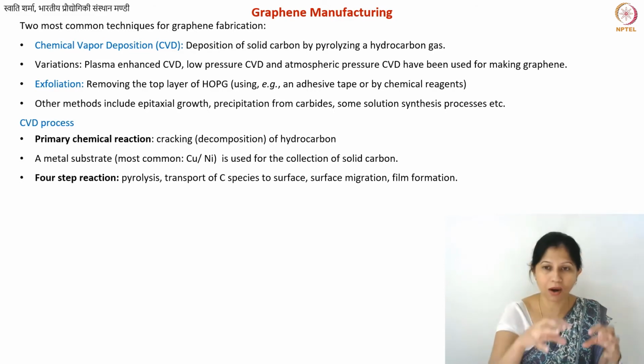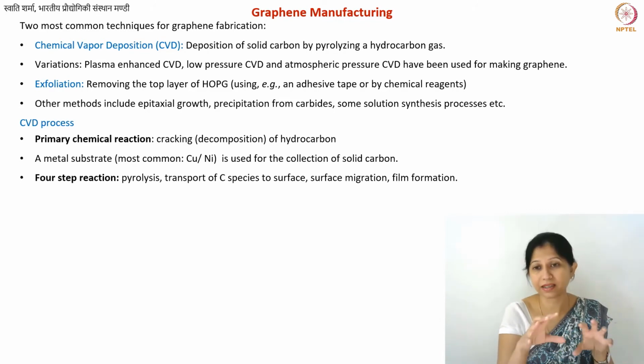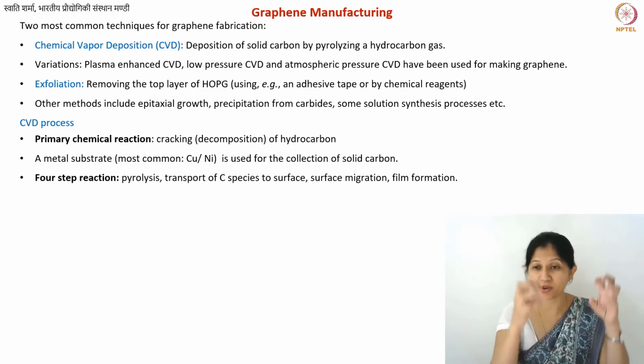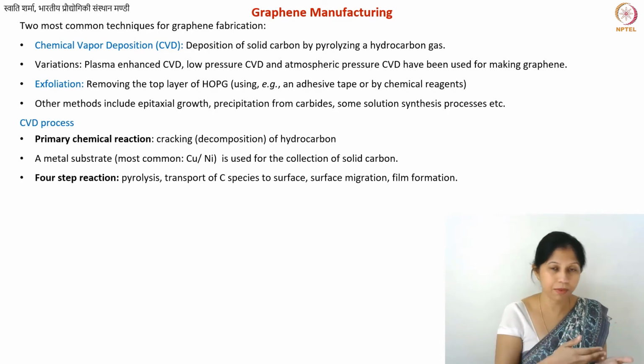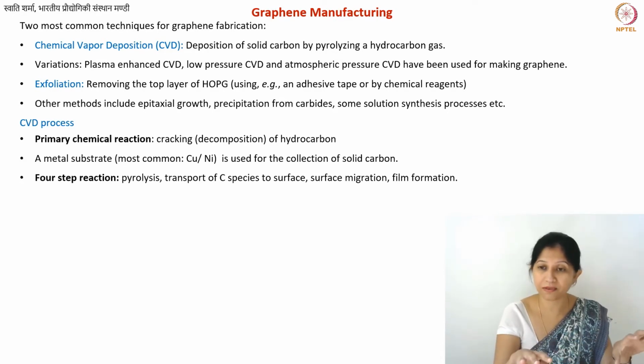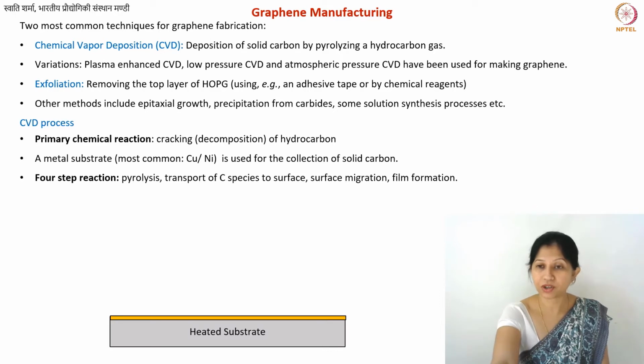Now they have to somehow reach your substrate, and that is the step number 2, the transport of these carbon species to your substrate surface. Step number 3 is the migration on the surface of the substrate, and the fourth one is the film formation. So let me describe this with a picture.